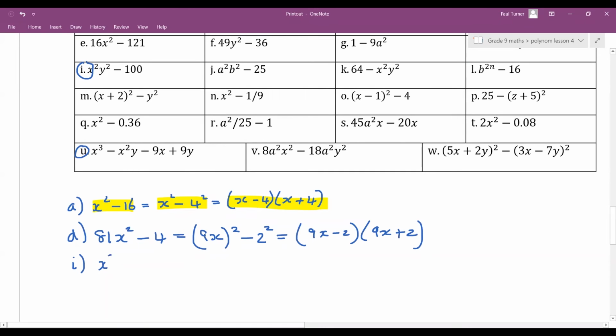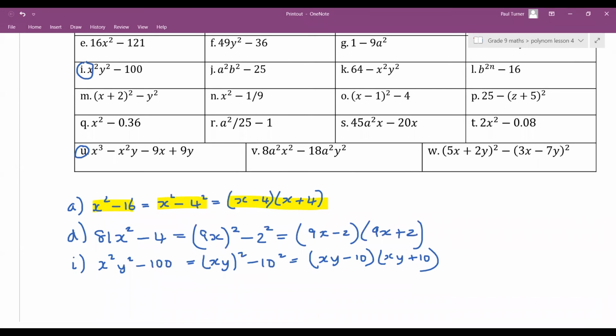So x squared y squared minus 100. You've got x squared y squared. So that's xy all squared using the rule from earlier. And 100 is 10 squared. So then we've got xy minus 10. The neighbor's doing some work. xy plus 10, like that. Okay, that's question I. The same for J, the same for K.